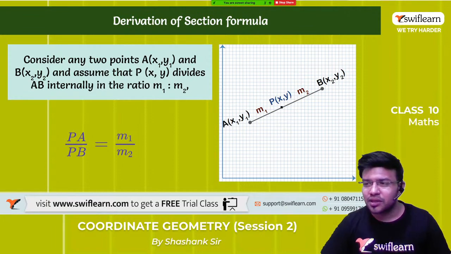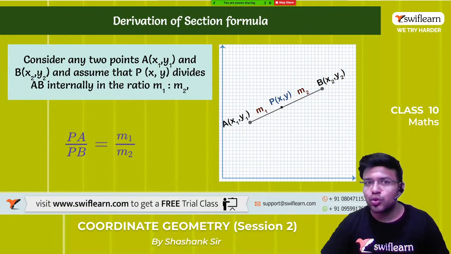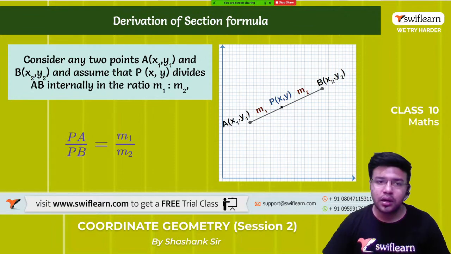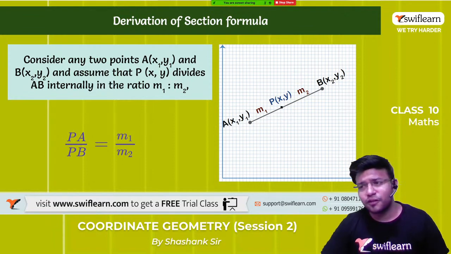Now, to derive this, this is what we need to write. Let us consider 2 points A(x1, y1) and B(x2, y2) on a Cartesian plane, and assume a point P(x, y) divides AB internally. See, the word internally is important. It divides AB internally in the ratio m1 is to m2. With this, we can write PA by PB is equal to m1 by m2. Yes, this is the first step.